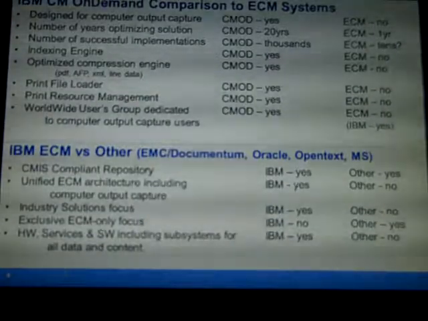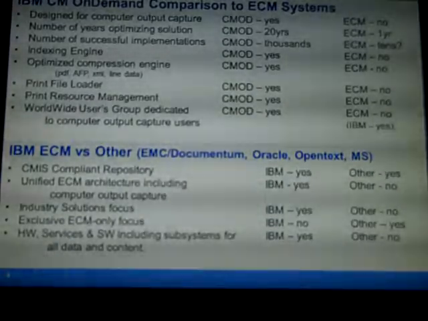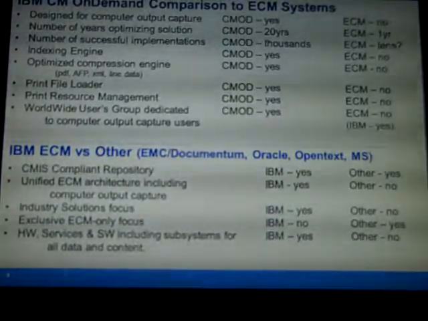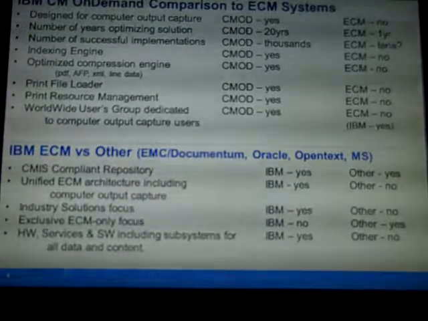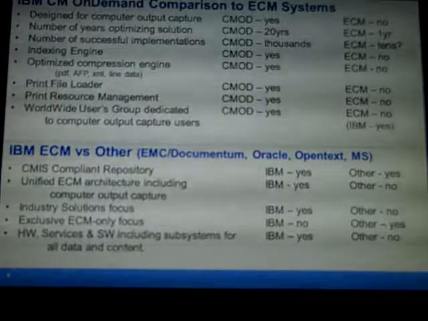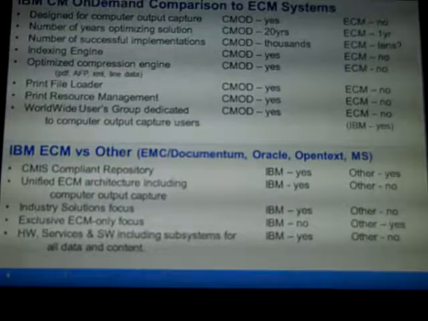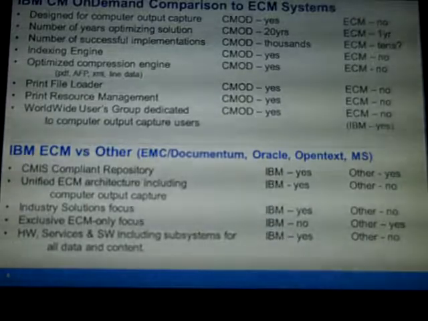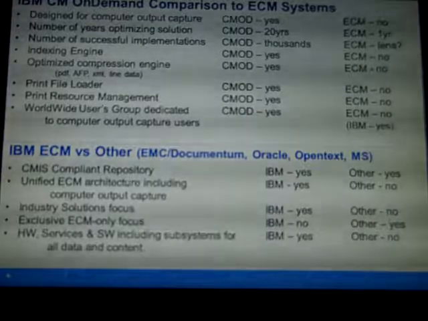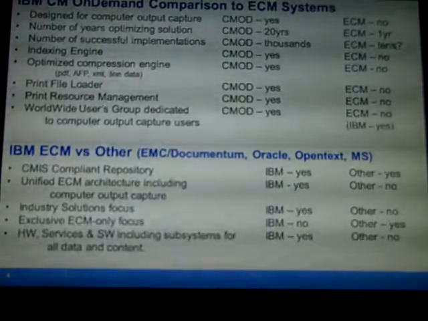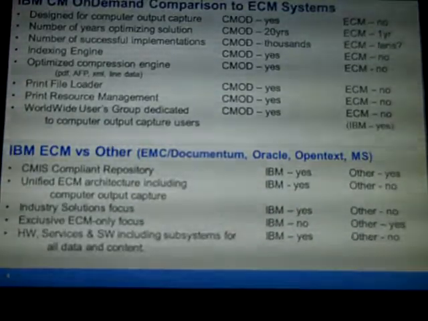These are some of the high-level differences that you're going to see between IBM CM OnDemand, which is optimized for this environment, versus other ECM systems. Is it designed for computer output capture? CM OnDemand, yes. Other ECM systems, no. The number of years optimizing this solution, CM OnDemand, 20 years. Other ECM systems, let's say about a year, because they're now figuring out that this is critical to businesses' operations and has to be part of an overall ECM strategy.